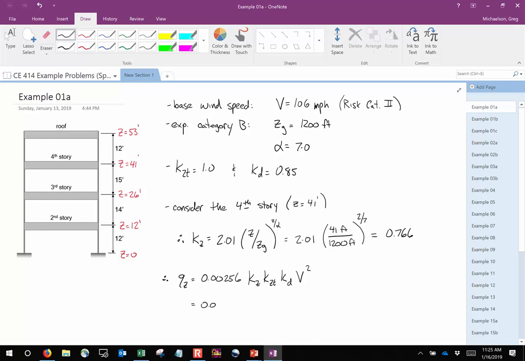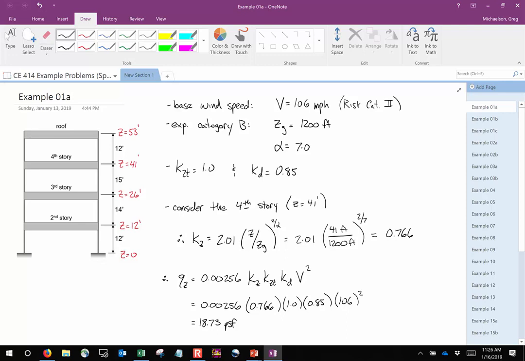So 0.00256 times 0.766 times 1.0 times 0.85 times 106 squared, and that comes out to what? 18.73 pounds per square foot. Okay, that's it. So that's your wind pressure on the building at that story.